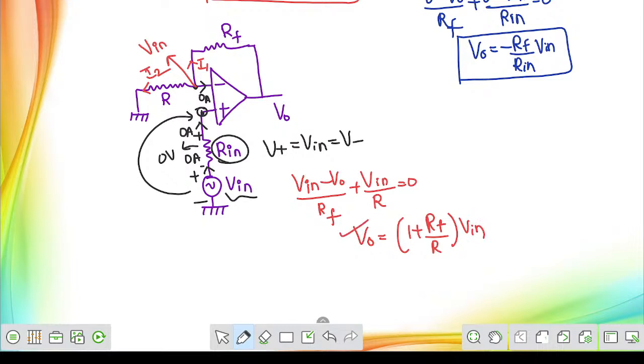This is how we are solving any type of general operational amplifier with the concept of virtual grounding. You don't need to name it, sir. You don't need to name it. Just apply the concept of virtual grounding. That will give you the answer for all types of circuits.